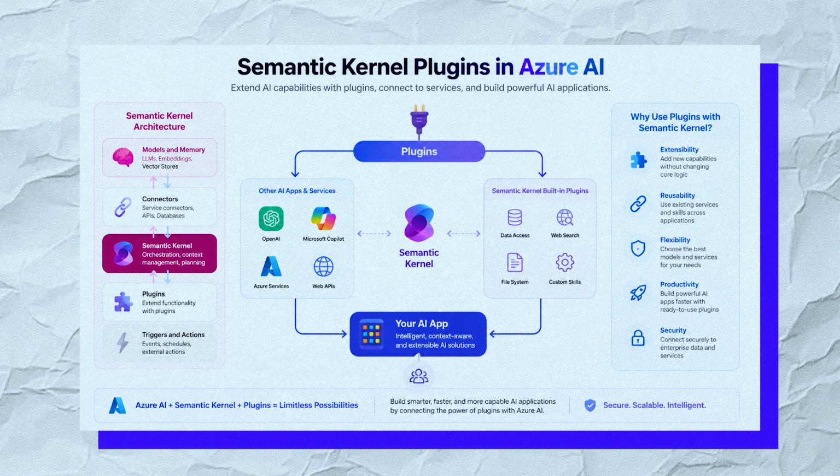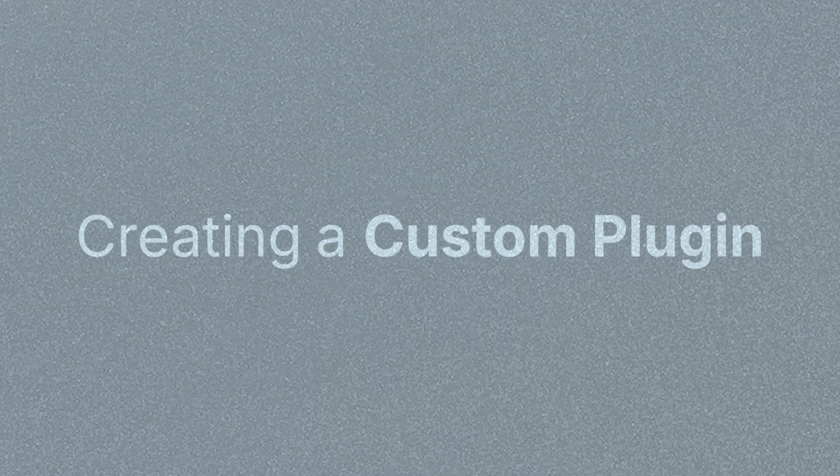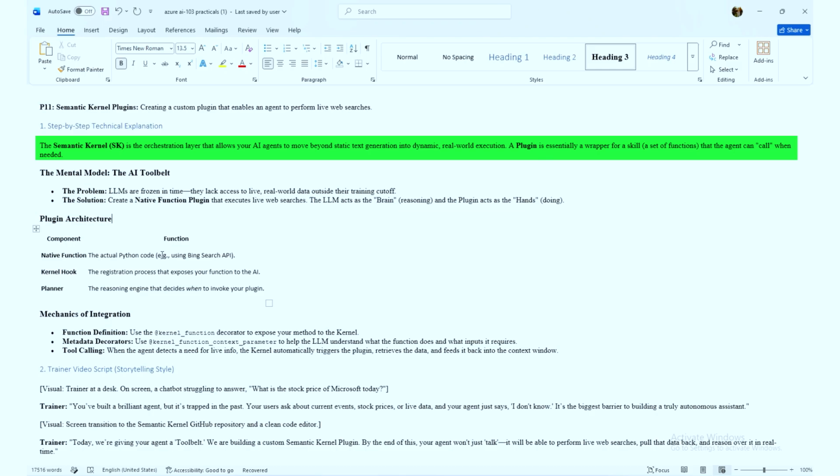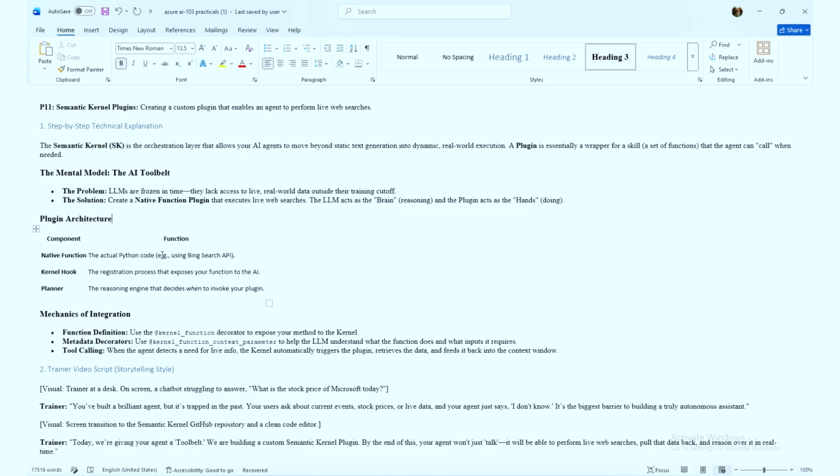In this lesson, you will learn about Semantic Kernel plugins, creating a custom plugin that enables an agent to perform live web searches. The Semantic Kernel is the orchestration layer that allows your AI agents to move beyond static text generation into dynamic real-world execution. A plugin is essentially a wrapper for a skill or a set of functions that the agent can call when needed. Let's understand the mental model, the AI tool belt.